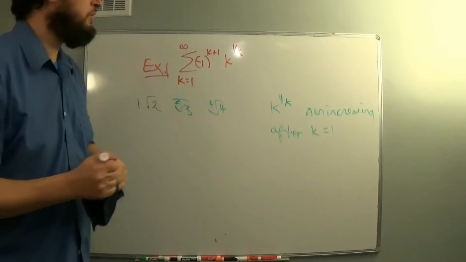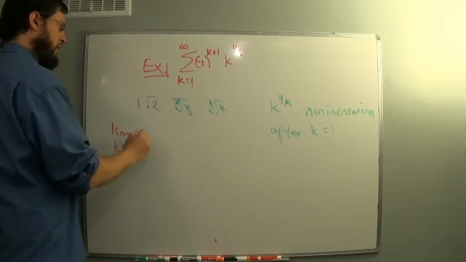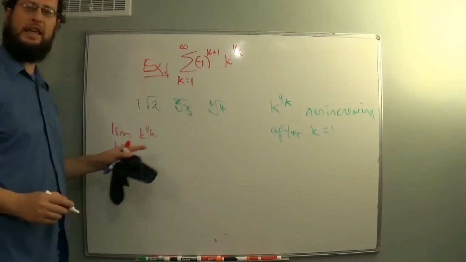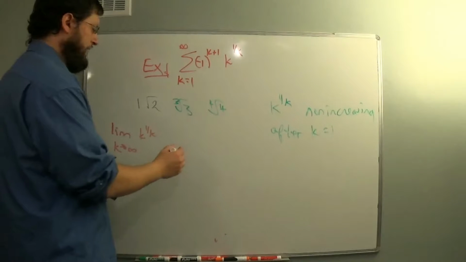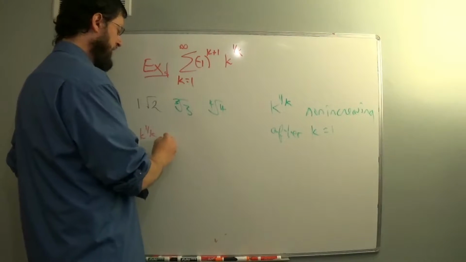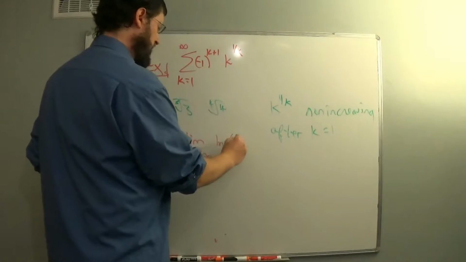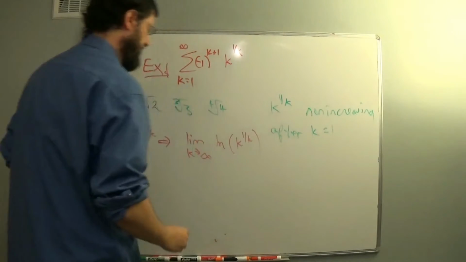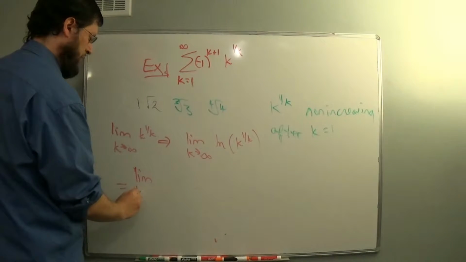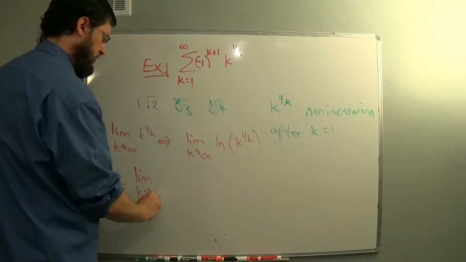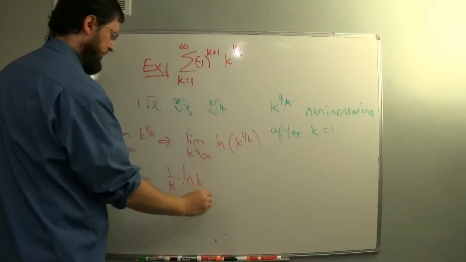about is the limit. We'd like to investigate the limit as k goes to infinity of k^(1/k). And that k in the exponent should remind you of our use of the natural log when finding the limit. What I'm really going to do instead is find the limit as k goes to infinity of the natural log of k^(1/k). And by doing that, I can bring the 1 over k down front. This is the limit as k goes to infinity of 1/k times ln k.